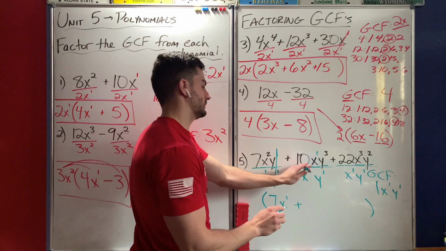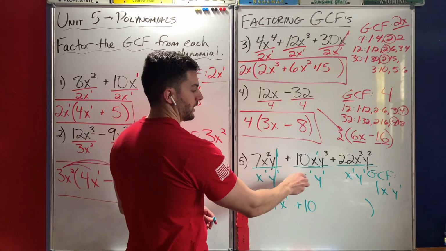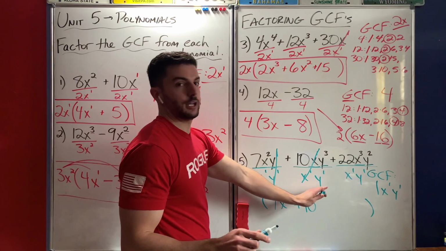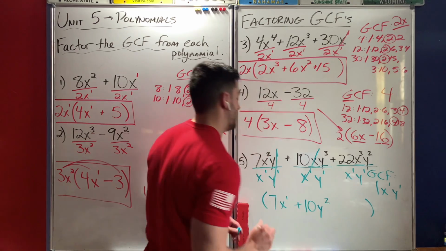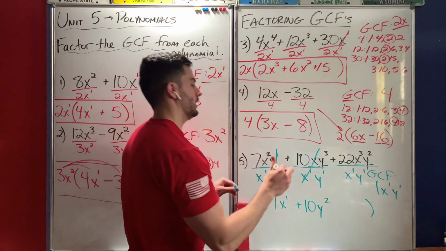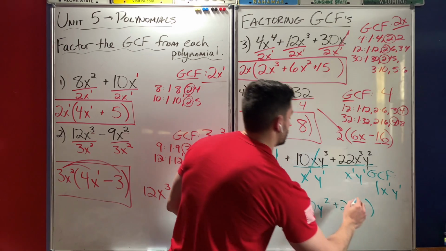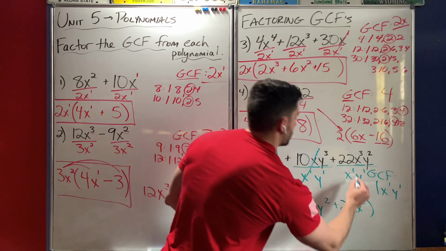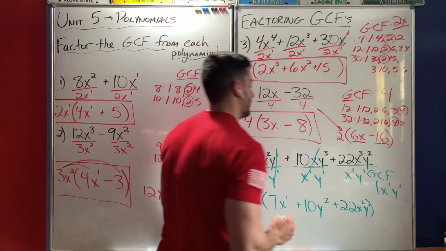My second term is plus, again, the 10 doesn't change, so just 10. Then x to the first divided by x to the first cancels. y to the third divided by y to the first, 3 minus 1 is 2, so 10y squared is what the second term ends up being. And then my third term, 22 divided by nothing is just 22. x to the third divided by x to the first gives me x squared, 3 minus 1. And lastly, 2 minus 1 on the y's gives me y to the first.